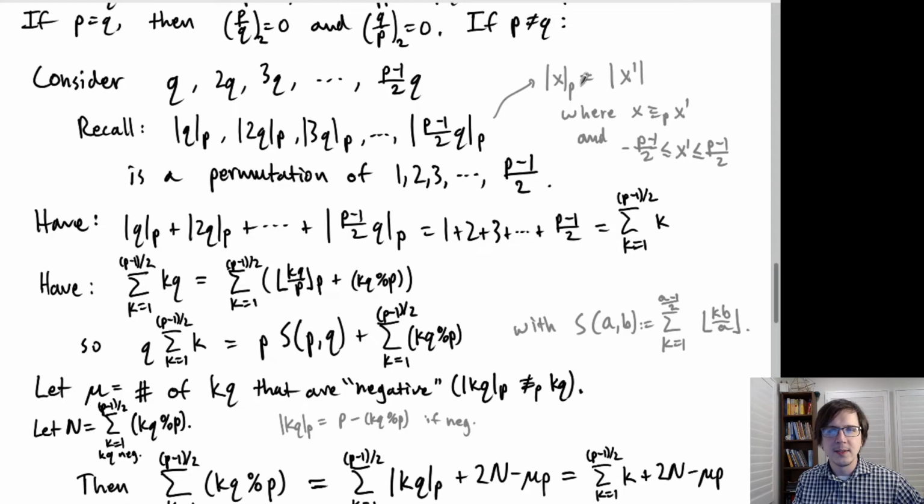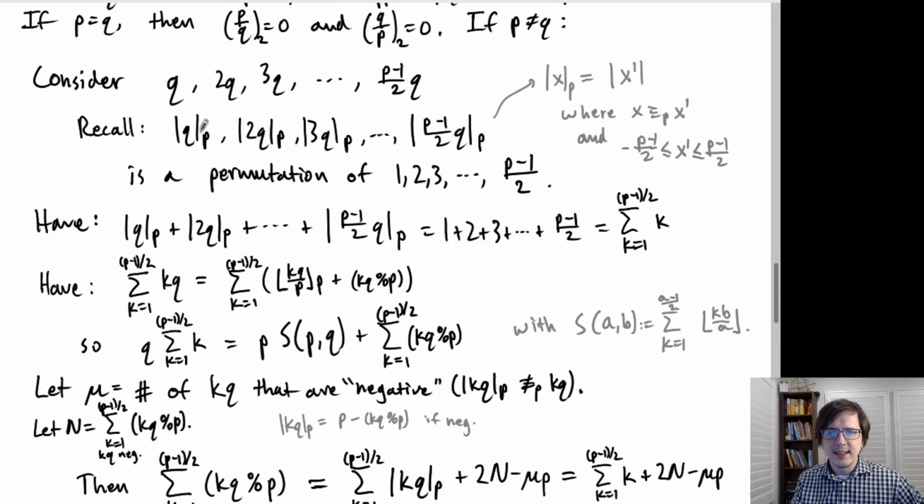And here's a better definition than in the previous video. If you want to calculate the mod p absolute value of x, then you find an x prime that is congruent to x, in the interval centered at 0, from minus (p minus 1) over 2 to (p minus 1) over 2. And then we take the absolute value of x prime. So this gives us a number from 0 to (p minus 1) over 2.